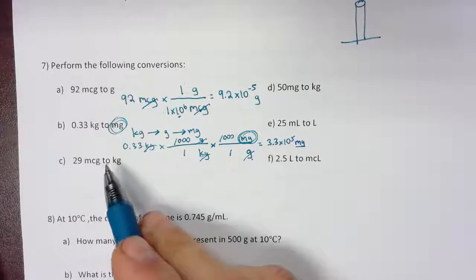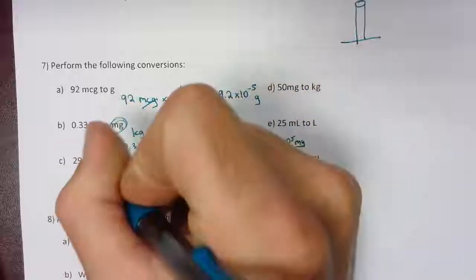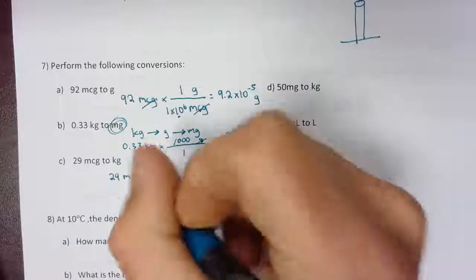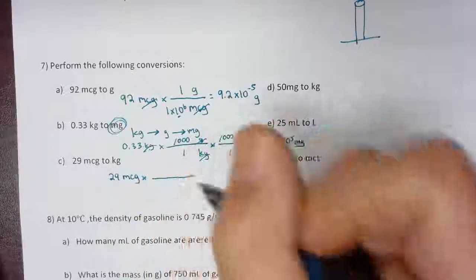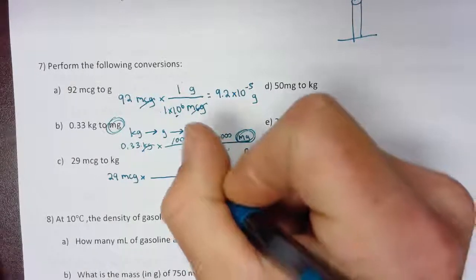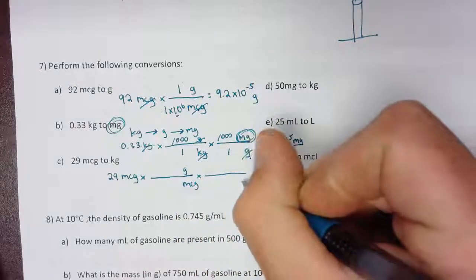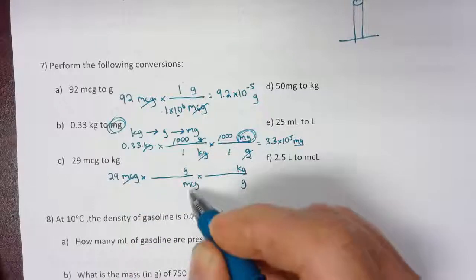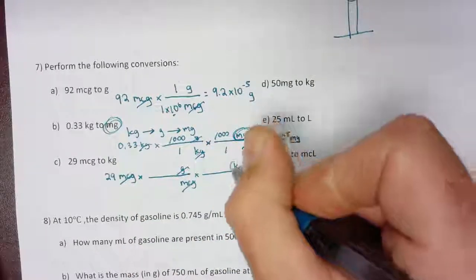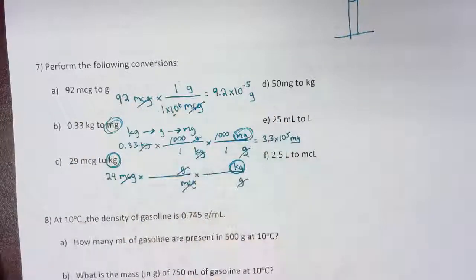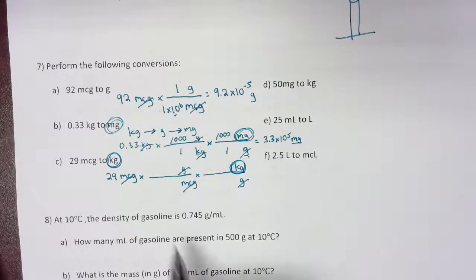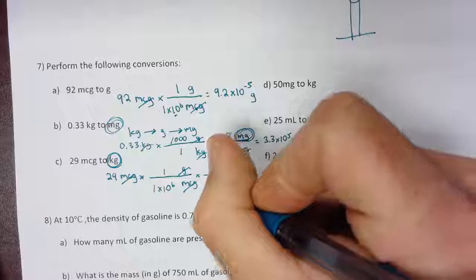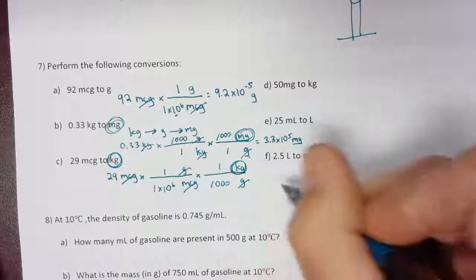Okay, 29 micrograms to kilograms. Again, we're going to have to do 2 conversions here. We're going to need to go micrograms to grams, and then grams to kilograms. Okay, filled this in, cancel out my micrograms, cancel out my grams. I'm left with kilograms here on the top, which is what I'm interested in. Now I go in and fill in my conversion units. There's 1 times 10 to the 6 micrograms in 1 gram, and there are 1,000 grams in 1 kilogram.